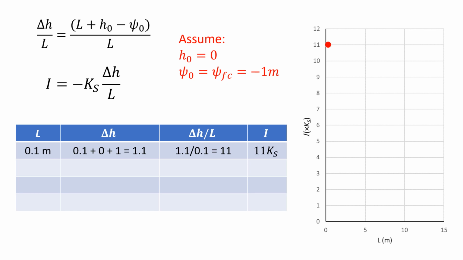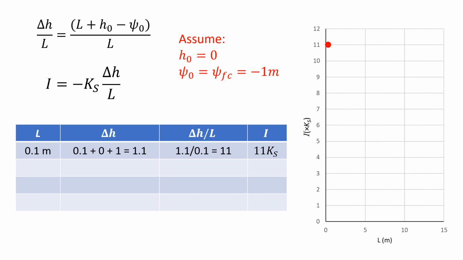So now let's calculate the infiltration rate just after the rain has started, when the wetted zone has only penetrated 10 centimeters or 0.1 meters downward. So L is 0.1 meters, and we can calculate delta H as 0.1 plus 0, that's the H naught, plus 1, that's minus psi, equals 1.1. And the hydraulic gradient then is 1.1 divided by 0.1, or 11. The infiltration rate is then simply 11 times Ks, the saturated hydraulic conductivity.